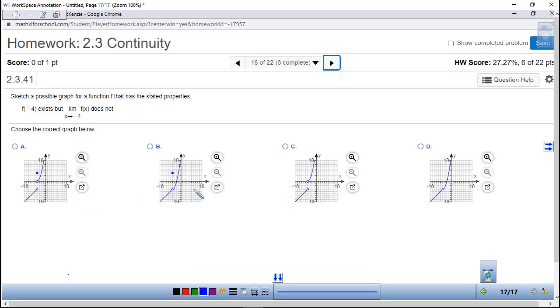Now, the problems with the other ones, what happens here? The limit exists, but it's not continuous. Here, what happens? You don't have a limit, and the function doesn't exist at negative 4. And here, the function doesn't exist at negative 4, but the limit does. So that's the differences in those.